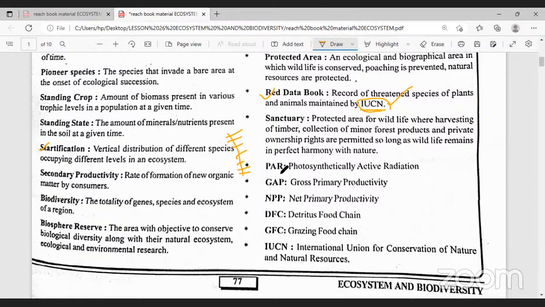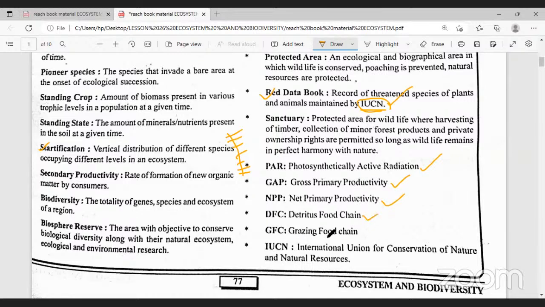Next one is the PAR. Sometimes they may ask questions on photosynthetically active radiation, GPP, gross primary productivity, which we already studied. NPP, net primary productivity. DFC, detritus food chain.